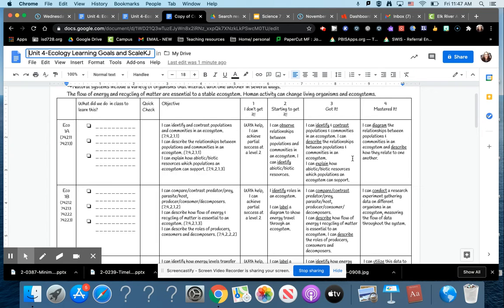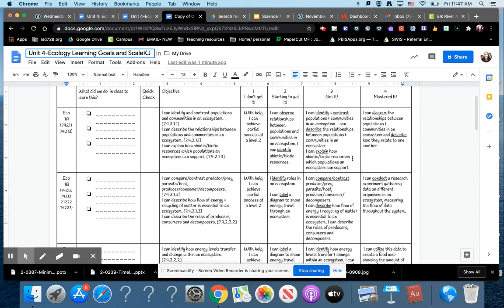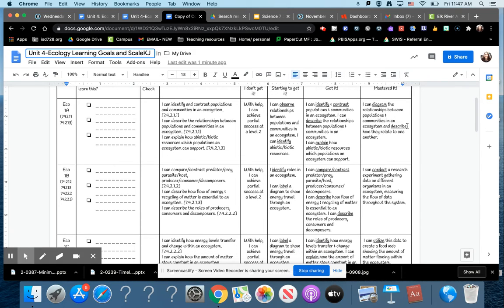I can describe the relationships between populations and communities in an ecosystem, and I can explain how abiotic and biotic resources affect which populations an ecosystem can support. A 4 would be I can diagram the relationships between populations and communities in an ecosystem and describe how they relate to one another.